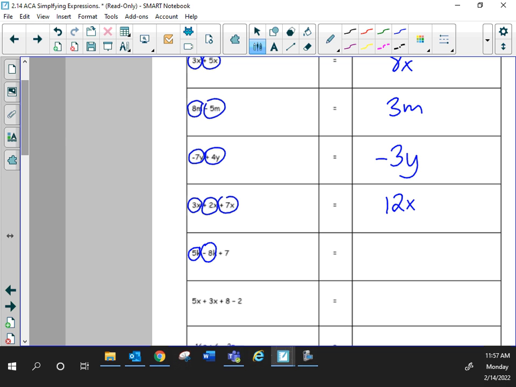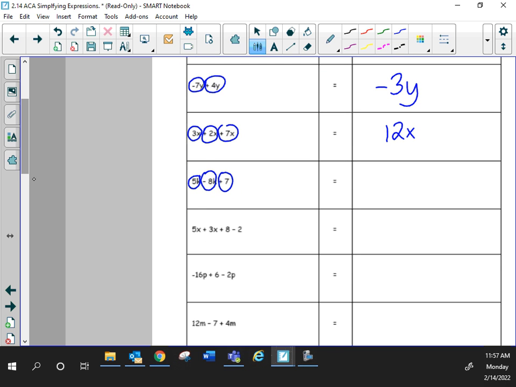5k, negative 8, positive 7. Are those all like terms? No. Which one is unlike? Y'all just said two different things. Which one's the unlike term? The 7, because I can only do like with like. Positive 5 and negative 8 gives me 3 negatives, negative 3k, and then that plus 7. Okay, good. I like that vocab.